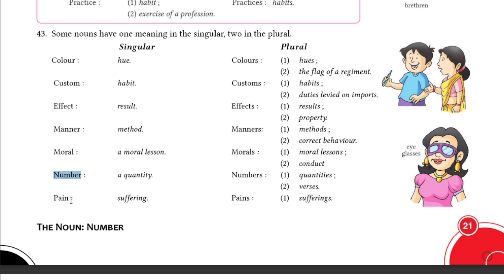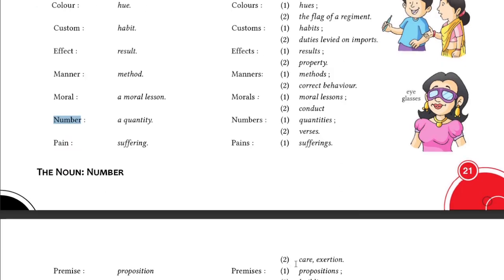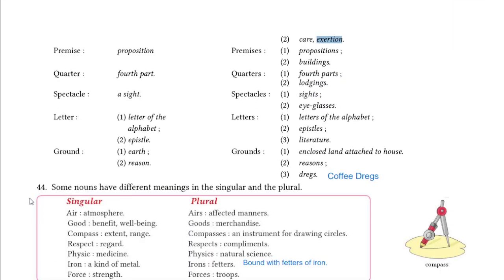Pain, singular form, has only one meaning, suffering. Pains, plural form, has two meanings, suffering as well as care and exertion. Without pains, no gains. It means without care, without exertion, no gains.